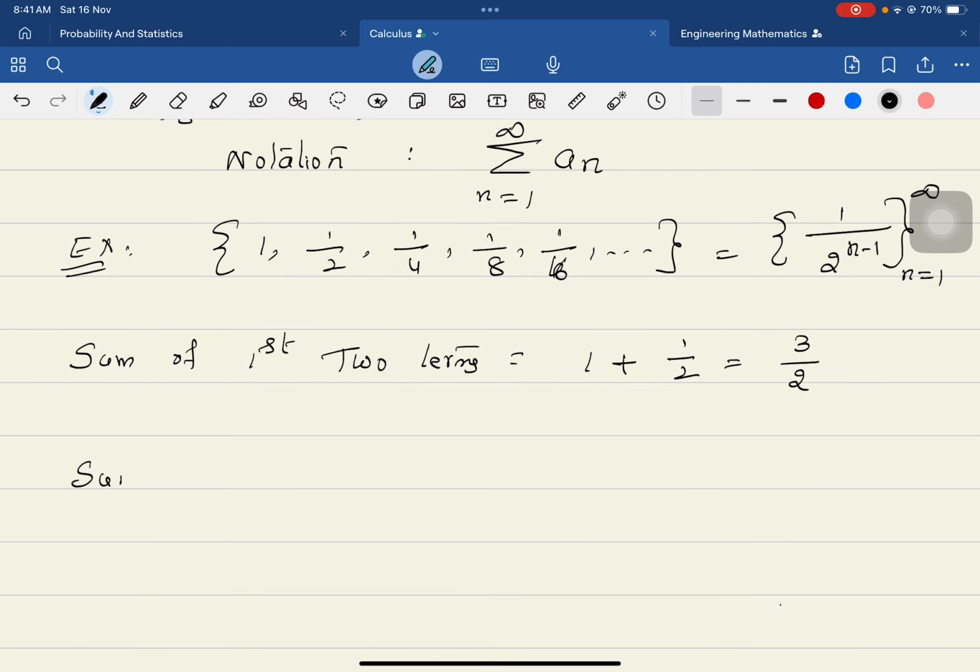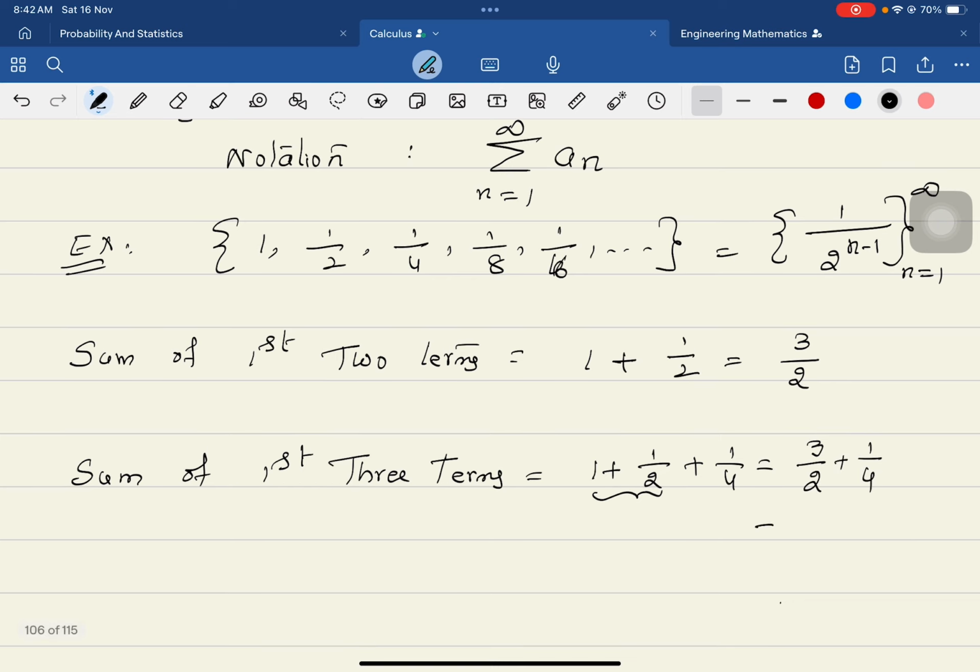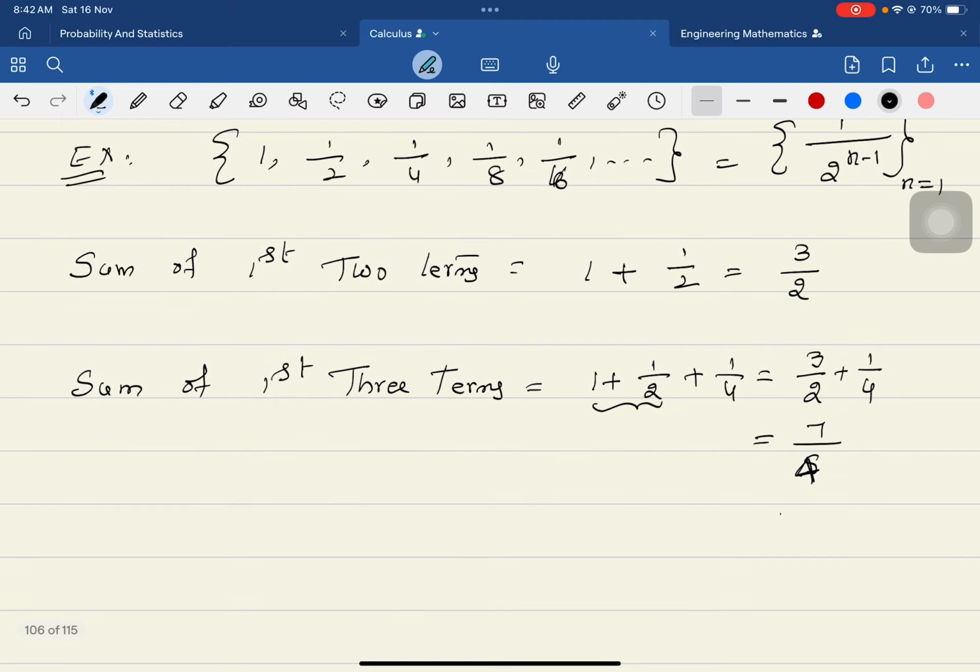Now let us find the sum of the first three terms. The first three terms are 1 plus half plus 1 over 4. And 1 plus half we have already got, which is 3 by 2, plus 1 over 4. What is 3 by 2 plus 1 over 4? It is given by 6 plus 1, 7 over 4.